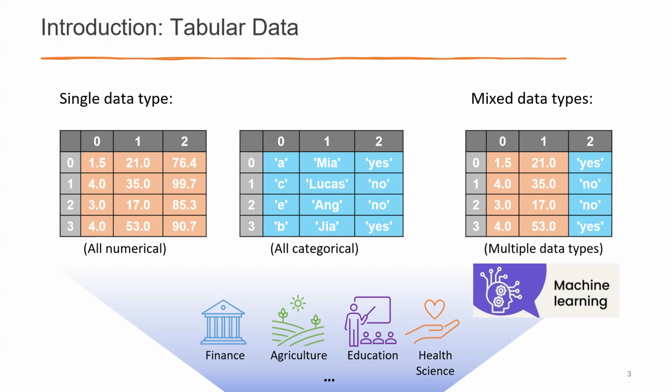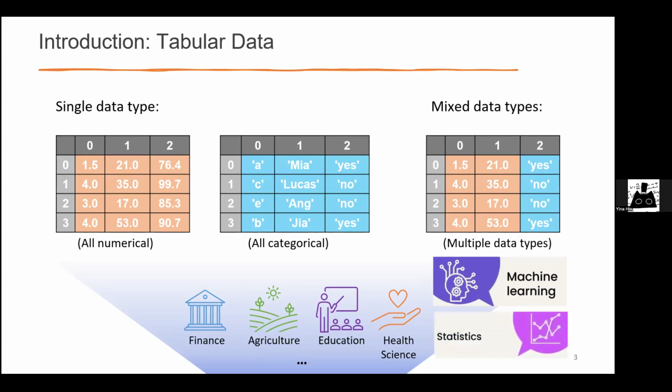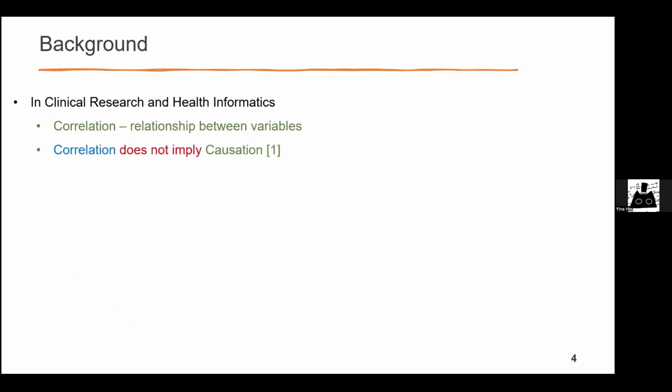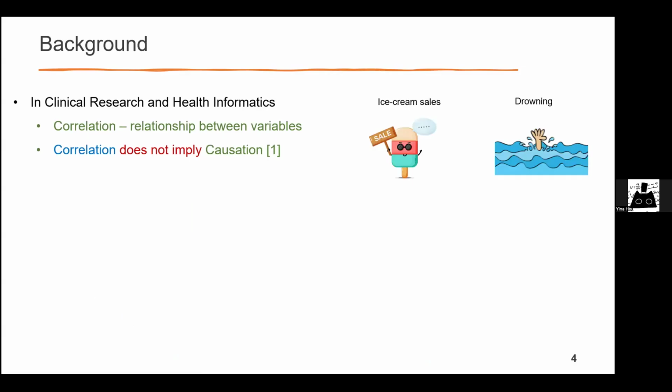Practitioners usually rely on machine learning and statistical methods. Beginning with the statistical correlation method, which is widely used in clinical and biomedical research to find associations. However, statistical correlation is questioned because correlation does not mean causation. So we provide several examples here. The first is a classical example where we can see more ice cream sales are correlated with more drownings. However, this is not causal because both of them happen in summer.